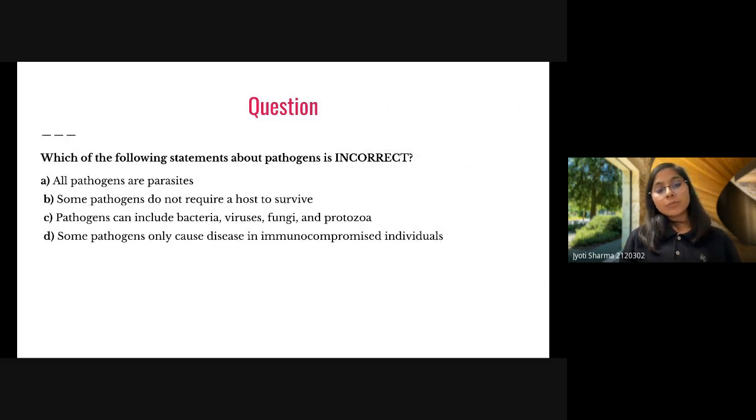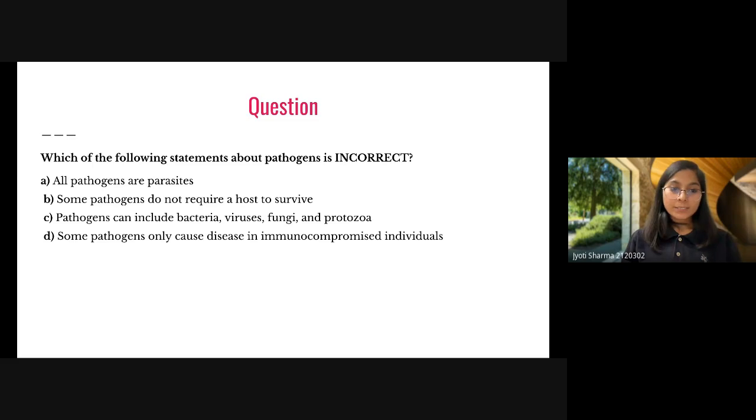Okay, now you have to tell me which of the following statements about pathogens is incorrect. The options are: all pathogens are parasites; some pathogens do not require a host to survive; pathogens can include bacteria, viruses, fungi, protozoa; some pathogens only cause disease in immunocompromised individuals. So you have to tell me the incorrect statement.